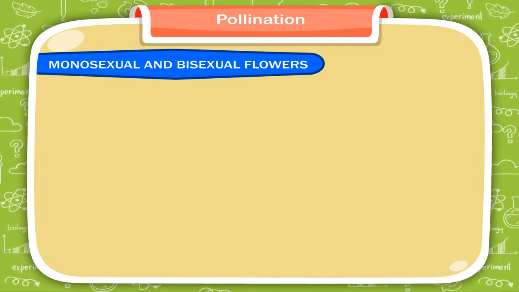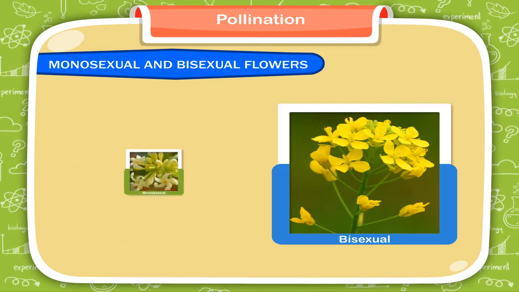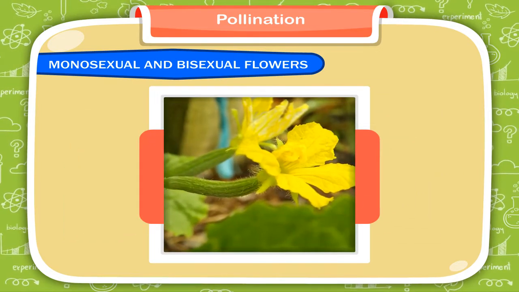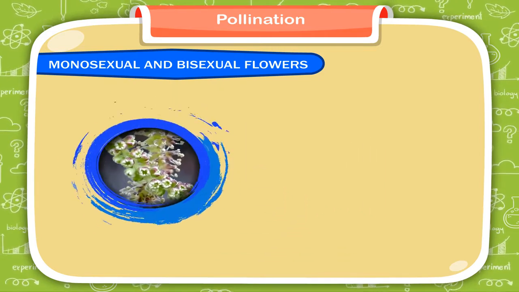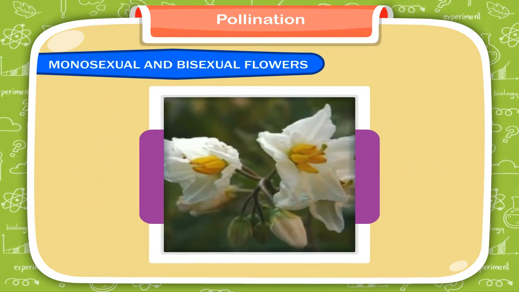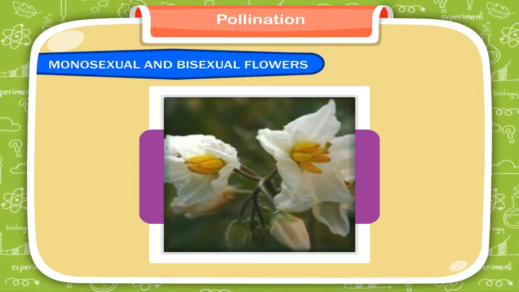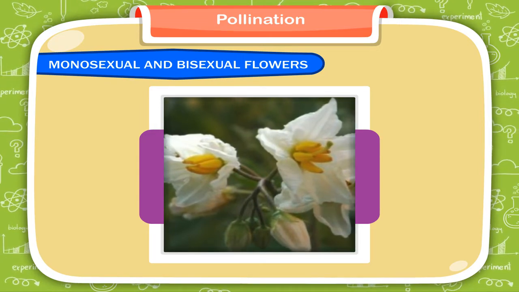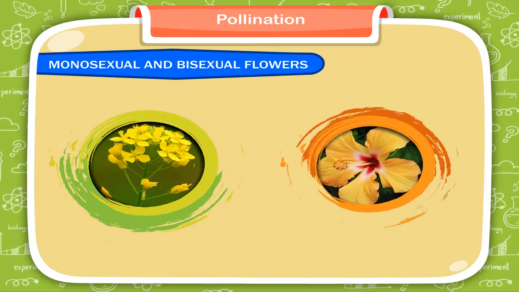Monosexual and bisexual flowers. On the basis of presence of sex organs, the flower may be monosexual or bisexual. Monosexual flowers have either male or female reproductive parts. For example, white mulberry and papaya. Bisexual flowers have both male and female reproductive parts. Bisexual flowers are also called hermaphrodite. For example, mustard and hibiscus.